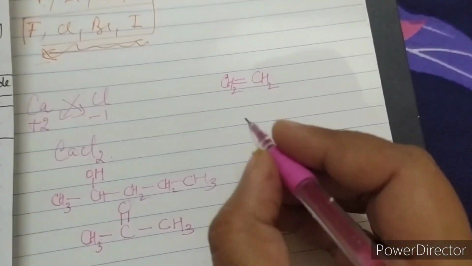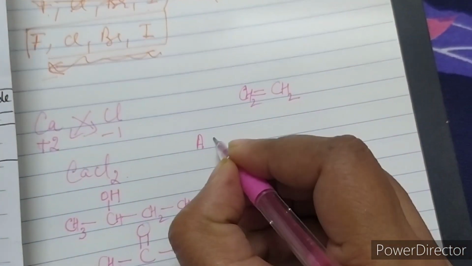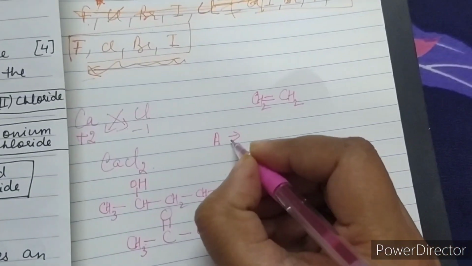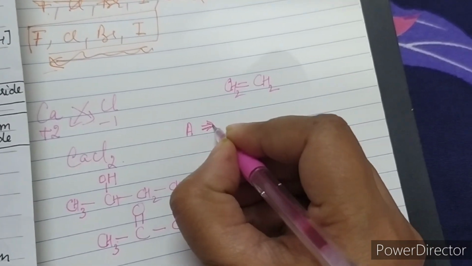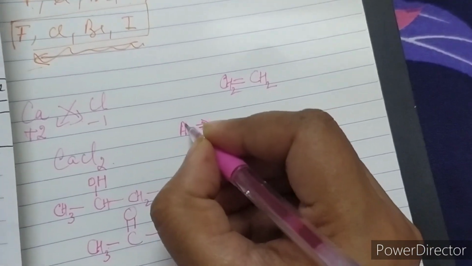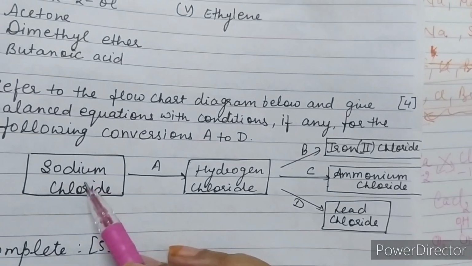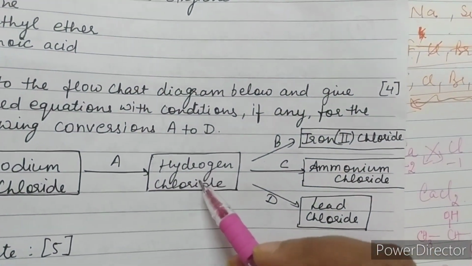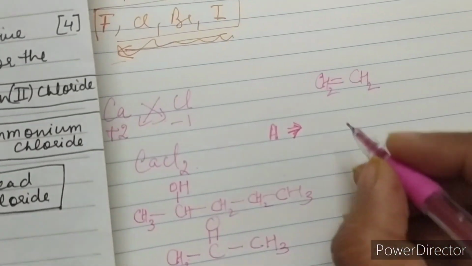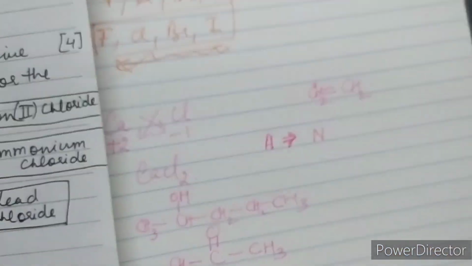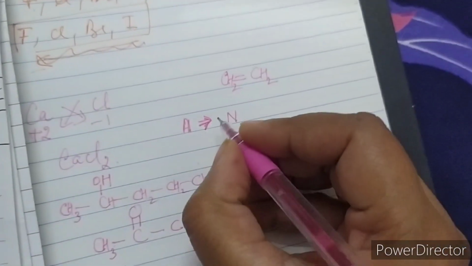So how will you write in your paper? You will write here A, arrow, and then you can put here double arrow, otherwise you will be confused in the equation. A signifies this equation. Now here one reactant, sodium chloride, is given and one product is given, HCl. So from sodium chloride you have to prepare HCl.